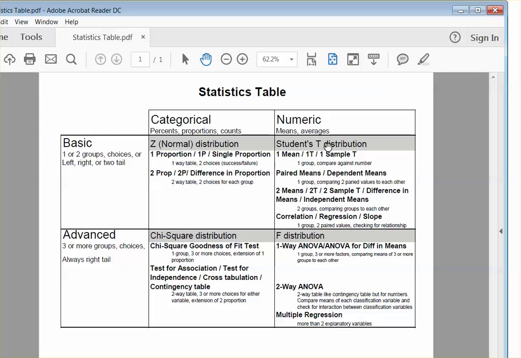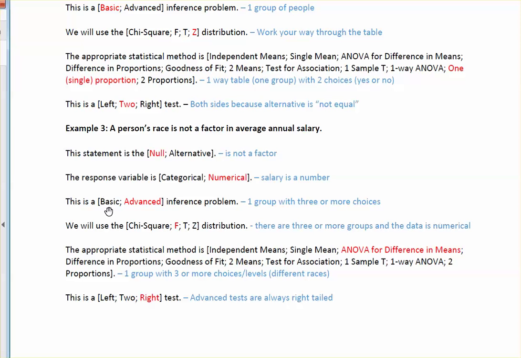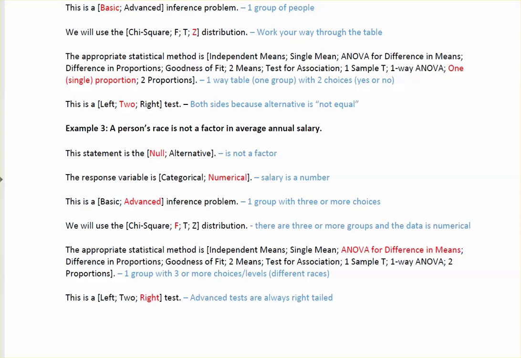So based on that, we know numeric, we know basic because it's one group, which leads us to the student's T distribution. Oh, I'm sorry, I said this backwards. I was thinking of the other one. So we know it's numeric and we know it's advanced because it's 3 or more groups because of the race. Wow, we can tell I'm doing this on a Friday afternoon. So numeric advanced, we know it's an F distribution. So there's our F distribution.